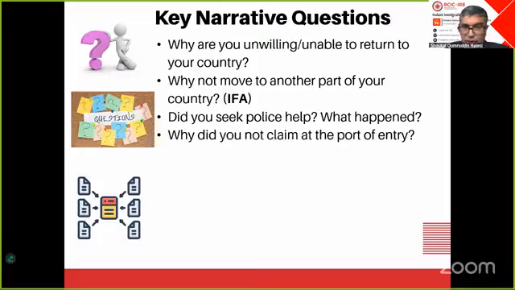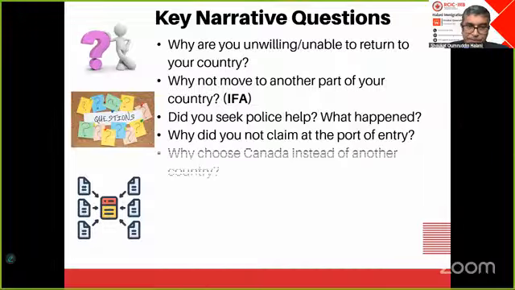Why did you not claim at the port of entry? If you are applying within Canada at the IRCC office, then you must mention why you didn't apply at the first entry here in Canada.